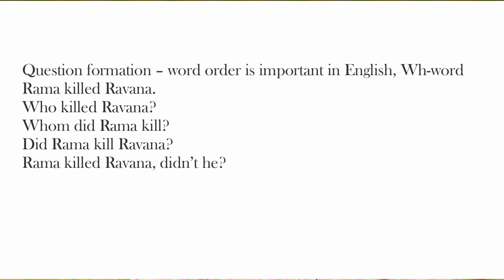Like you can bring in auxiliaries: "Did Rama kill Ravana?" Or you can bring in WH words or question words: "Who killed Ravana?" "Rama killed Ravana." "Whom did Rama kill?" "Ravana was killed by Rama," or "Rama killed Ravana." And you can also use tag questions: "Rama killed Ravana, didn't he?"